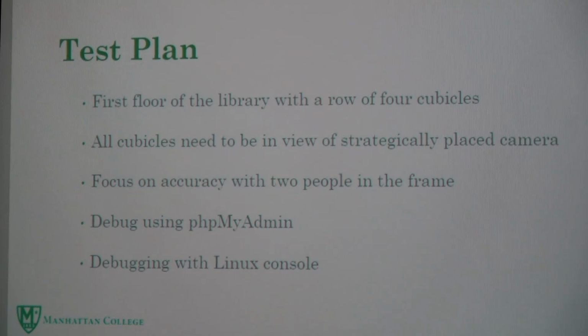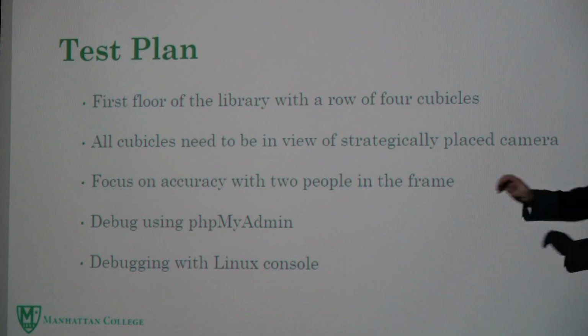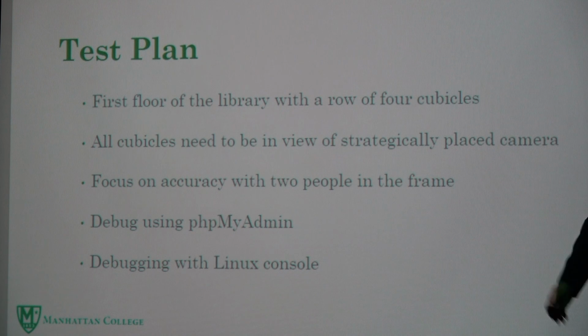For the test location, we worked in the first floor of the library. We set up a row of four cubicles strategically positioned in order to maximize our actual field of view. This allowed us to really hone in on the accuracy of our algorithm with two people in frame.